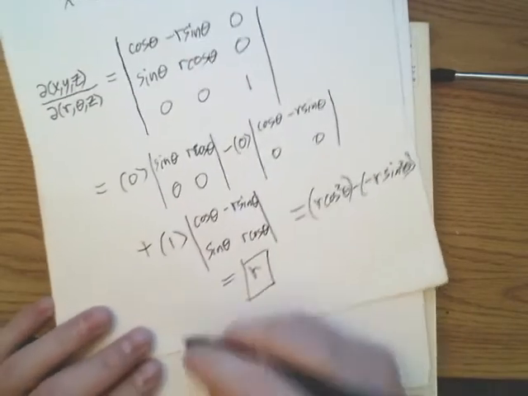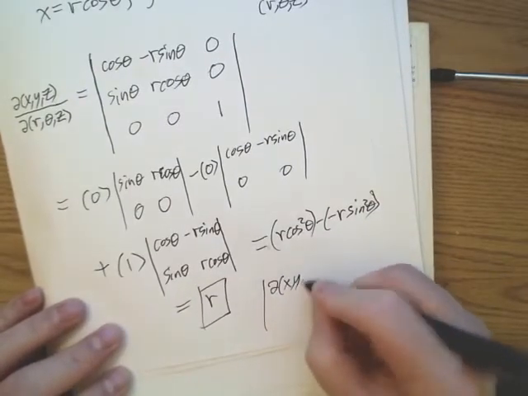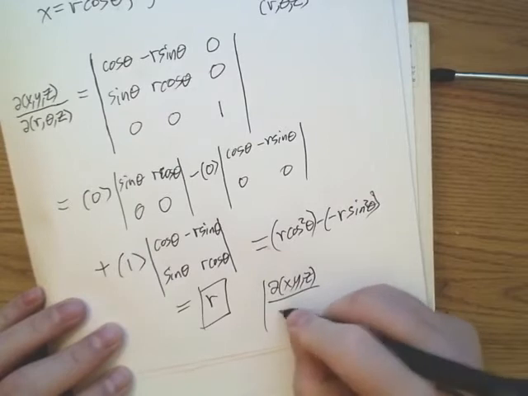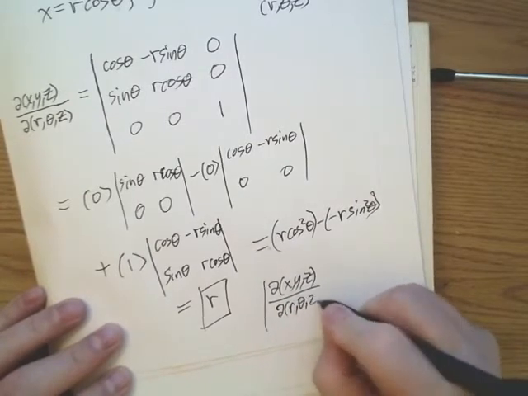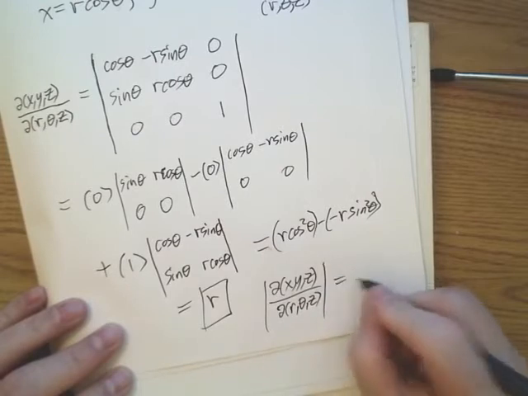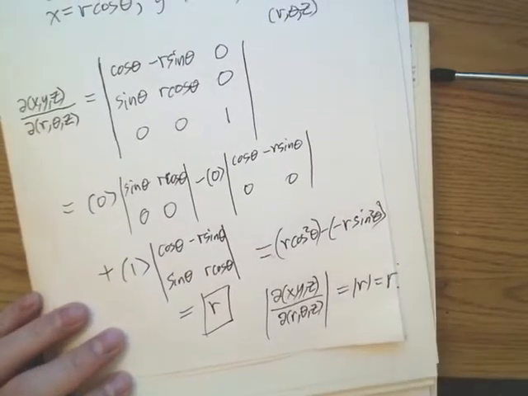Okay? Now the absolute value of this thing would be the absolute value of r. If we make sure r is going in the positive direction when we integrate anyway, then we could just write the absolute value of r, which is presumably going to be r.